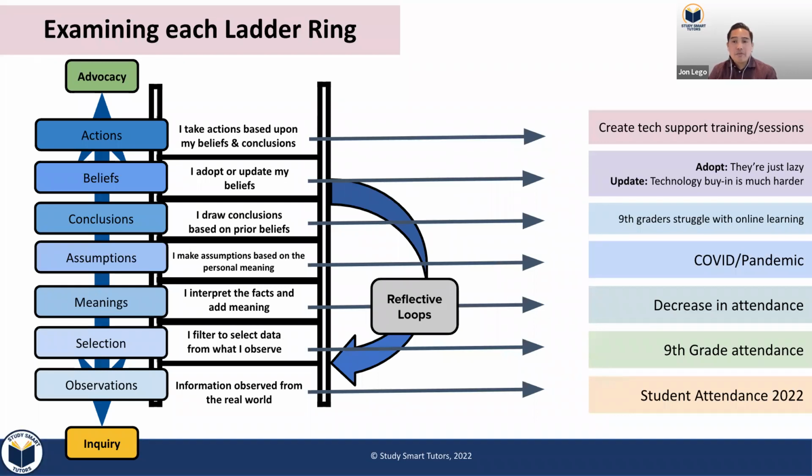One conclusion is, hey, we're finding out that the 9th graders are struggling with online learning, right? Because of COVID, there is this struggle that they're having. We don't know exactly what they're struggling with, but it's maybe having to do with the online learning process. So we draw that conclusion. And again, we move up that ladder.